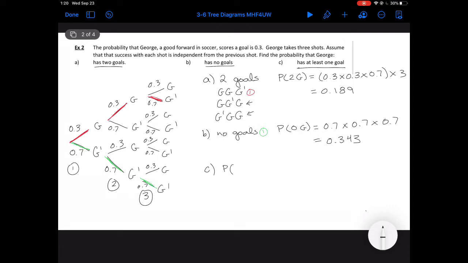Our last option here is at least 1. So the probability of at least 1 goal is going to be 1 take away the probability that he gets no goals. You could add up each pathway as well, but we already have this information about no goals, which is going to make it a little bit easier for us. So 1 minus 0.343, which is our answer from B, is going to leave us with 0.657. So about 66% of the time he gets at least 1 goal based on the probability and based on the tree diagram.